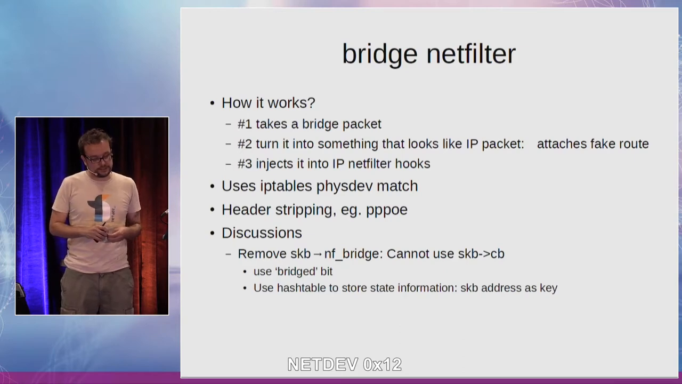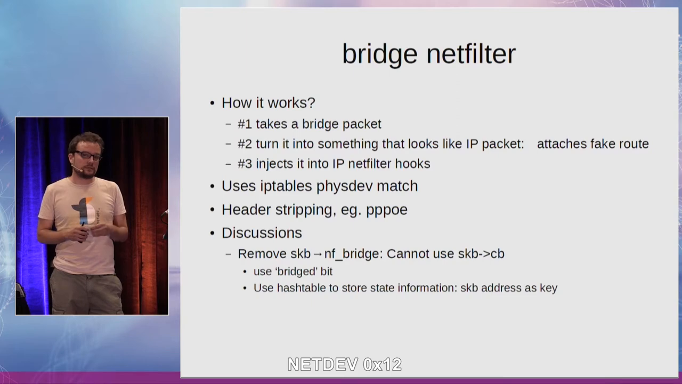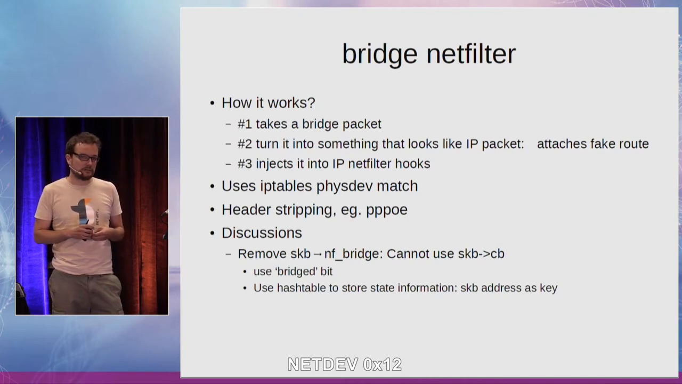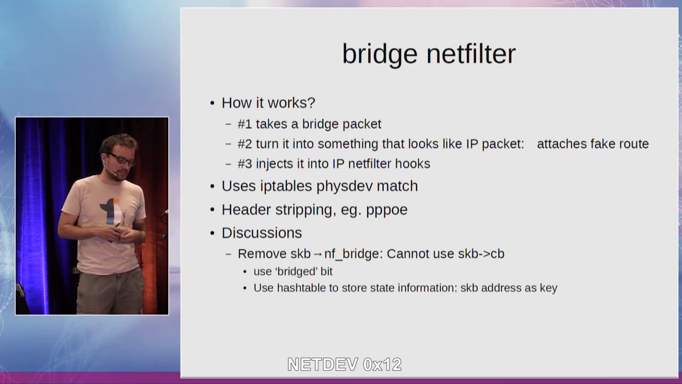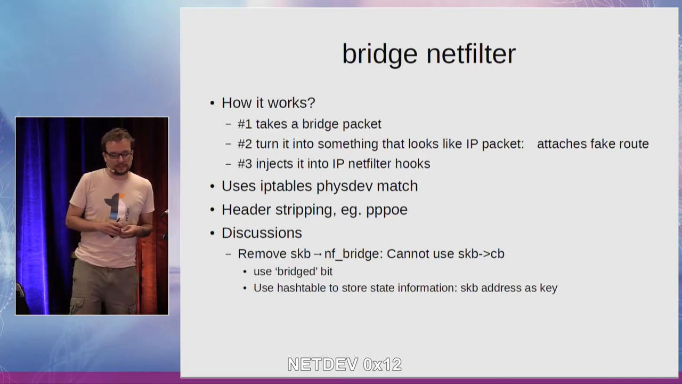So basically many of these discussions were about how to remove skb nf_bridge, because we cannot use the control buffer, since the packet is being reinjected into the netfilter hooks. Specifically for local packets, they could go into the real IP stack, and that was going to override what we have in the control buffer, so it's not the right area to use. We are not in full control of the control buffer. Another possibility, which is what Florian is proposing, is to scratch one single bit in the skb, and then keep a hash table to store this state information.